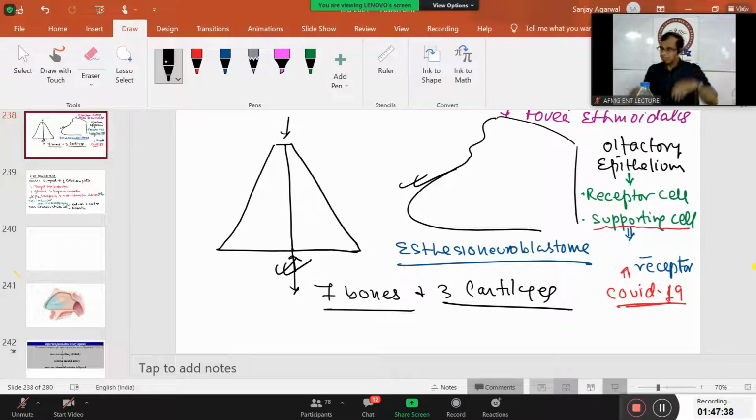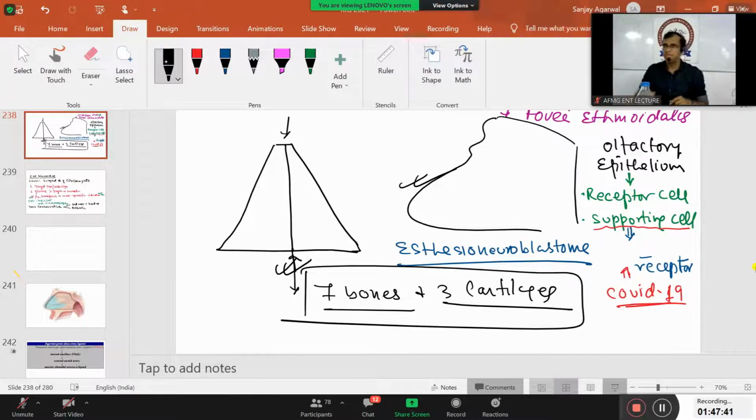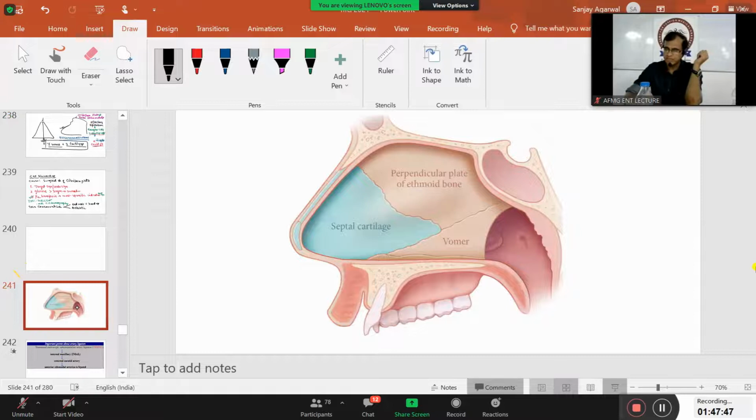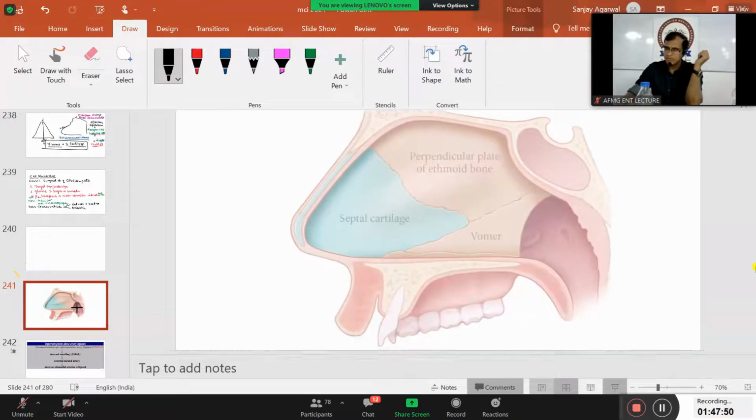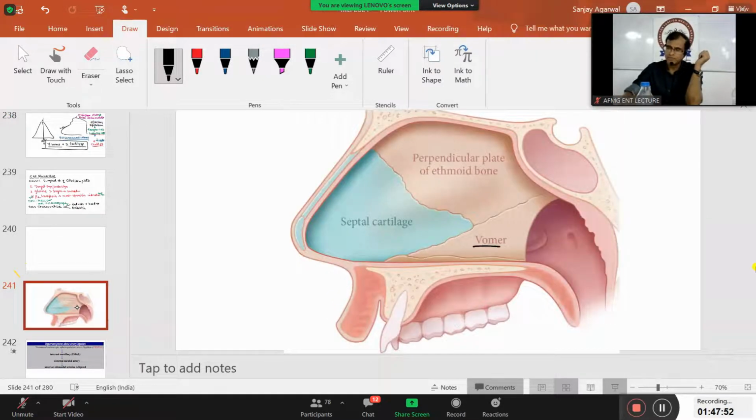Now out of the 10 names, you only need to know 3 names. So this is the shortcut I'm telling you. Here are 3 things that you must be able to identify: 1, 2 and 3. So not only do you have to remember these 3 names, you must be able to identify the vomer bone, the perpendicular plate of ethmoid, and the septal cartilage. Out of 10 things, 3 yaad rakhna.